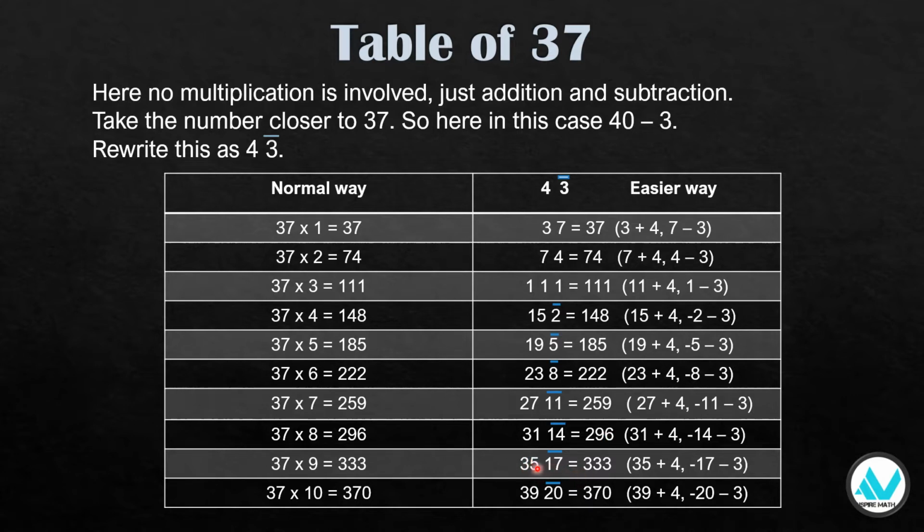And still I have a bar 7 there. So let me borrow 1 from here which gives me 33. And 10 minus 7 gives me 3. And the last step, here I have 39. 39 minus 2 gives me 37, which gives me 0 here.